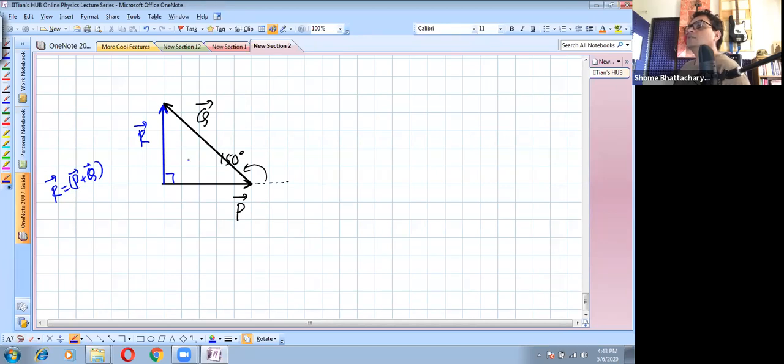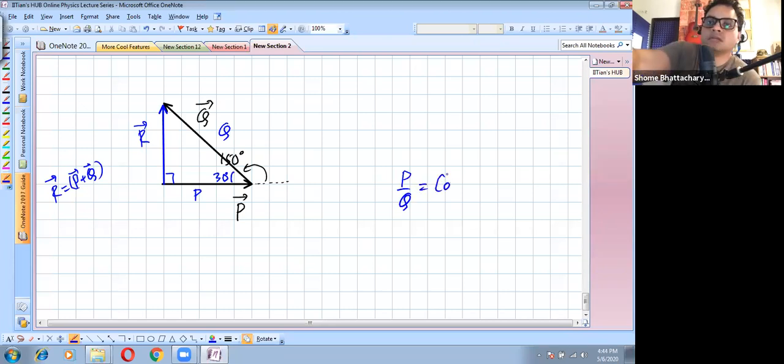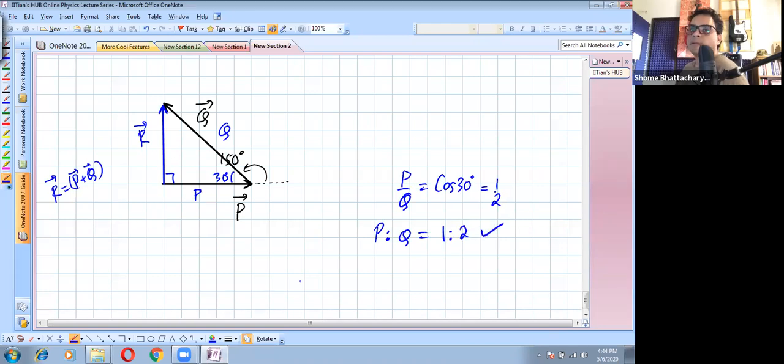So here I can use this triangle law logic, that if this side is P and this side is Q, and this angle is 30, then I can see that in this triangle P by Q is cos 30, and that is equal to how much? So P is to Q, that's becoming 1:2. So that's like the simplest way of solving the problem.